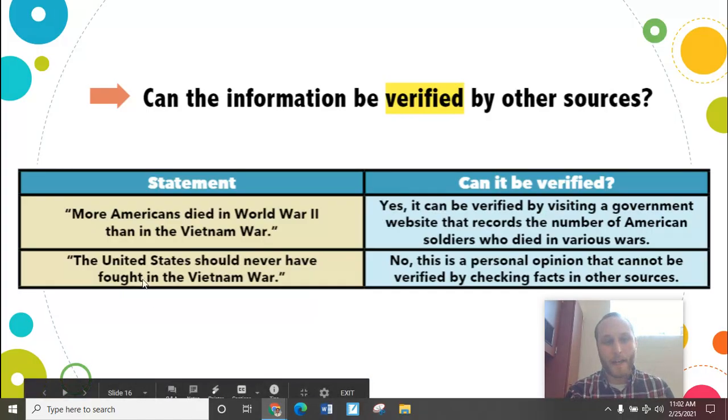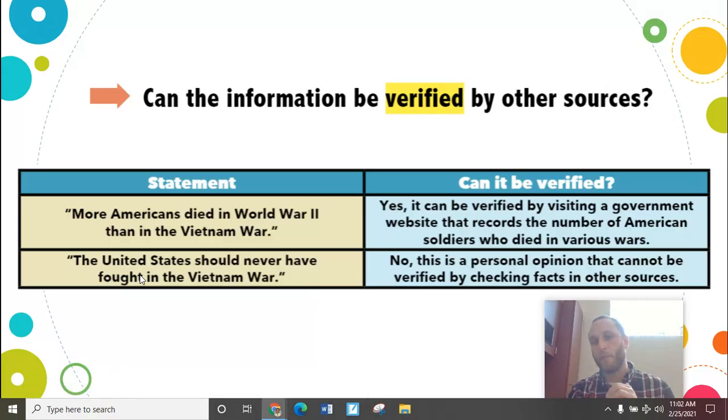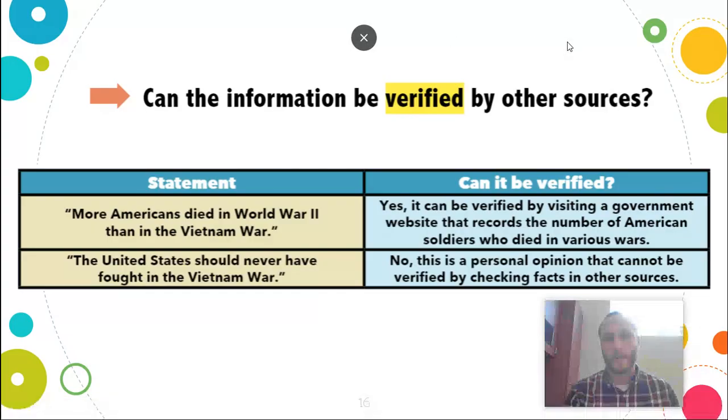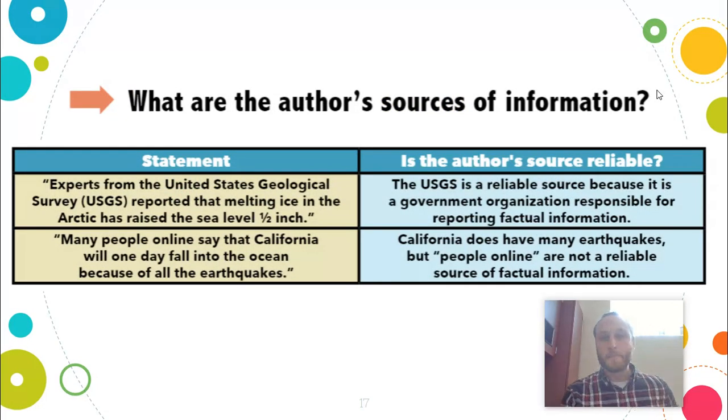The one at the bottom says the United States should have never fought in the Vietnam War. Well, that's more of an opinion. That's not necessarily a fact. So I'm not going to be able to verify that and check other sources to see if that's true or not. Okay, moving forward a little bit.